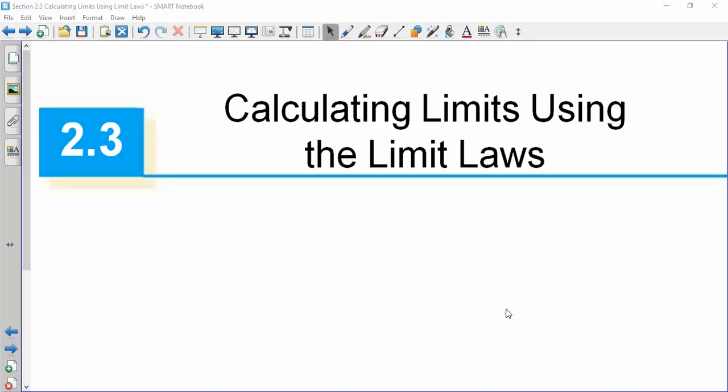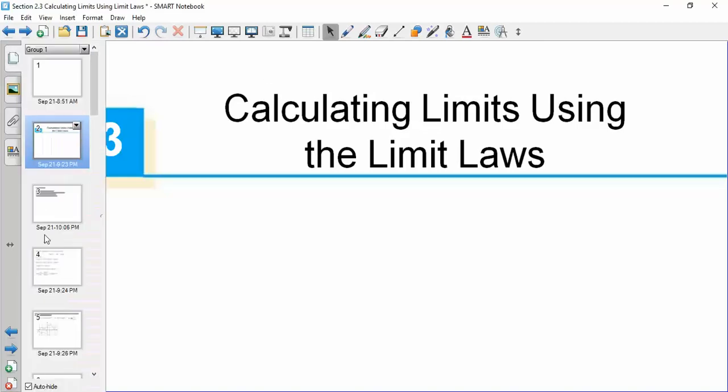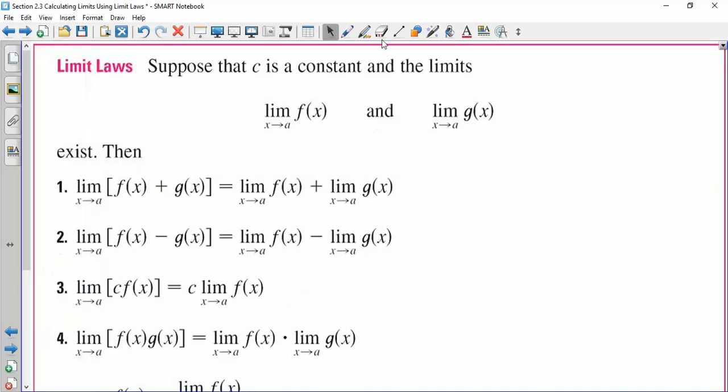these limits from a graph and from making tables of values. But it would be nice if we didn't have to do that all the time. Agreed? Isn't it kind of annoying to make a table and have to plug in 3 values smaller and 3 values larger? Or sometimes a graph, you can't always tell for sure. So we need other options, more efficient ways of finding these limits. And that's what the limit laws are.